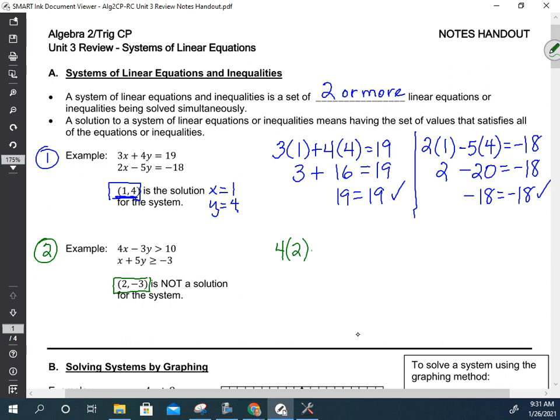I'll show you why it doesn't work. 4 times 2 minus 3 times negative 3 greater than 10. What's 4 times 2? Called a layup problem. 8. Negative 3 times negative 3 is 9. 8 plus 9 is 17. 17 greater than 10, that's true. So that checks out.